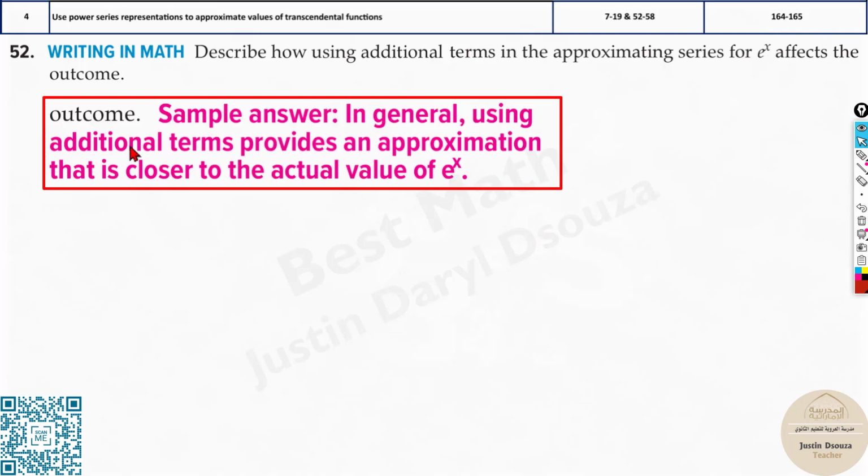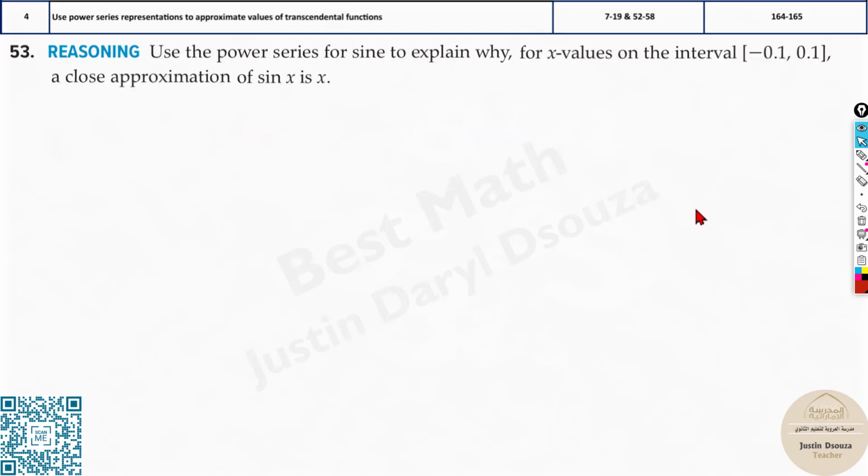The sample answer is, in general, using additional terms provides an approximation that is closer to the actual value. Absolutely. As you go towards infinity, you'll get the exact value, but you can't go to infinity. But as you increase the number of terms, you get a better and better answer for e to the power x. Now here, another thing is, use the power series for sine to explain why for x values on the interval minus 0.1 and 0.1, the close approximation of sine x is x.